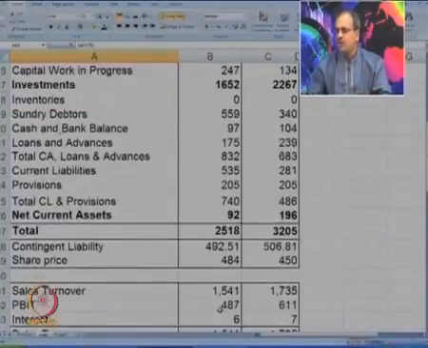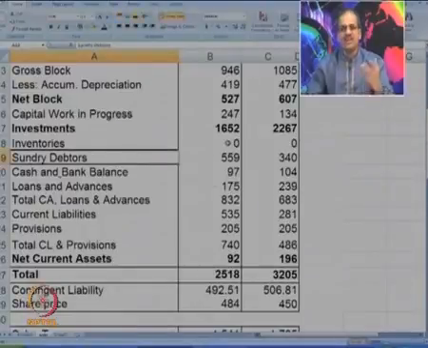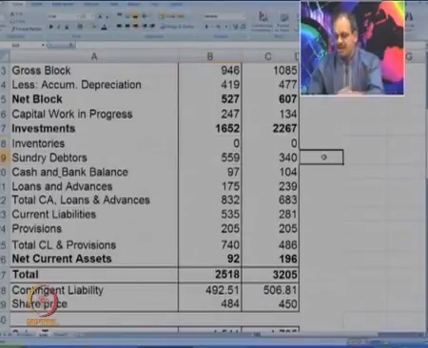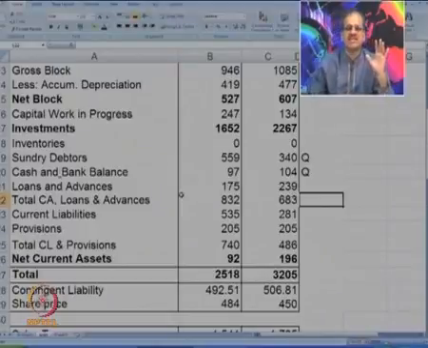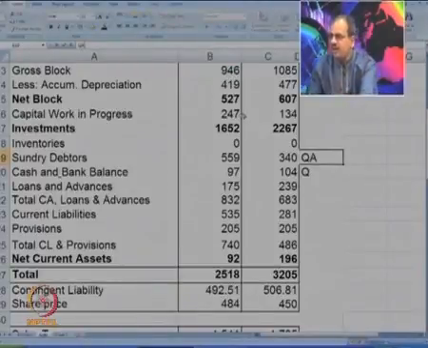So have a look now which are the quick assets of this. Inventory is anyway non-quick, but it is 0. Debtors are a quick asset. I will just mark it as Q. Cash balance is definitely a quick asset. Loans and advances are generally not treated as quick assets. So these two are quick assets. We will mark them as QA.